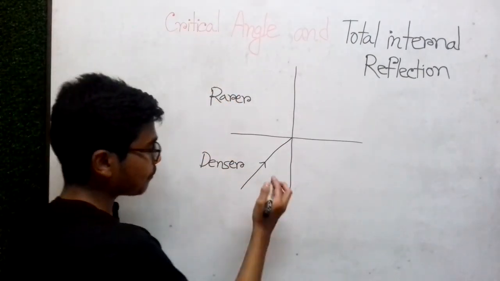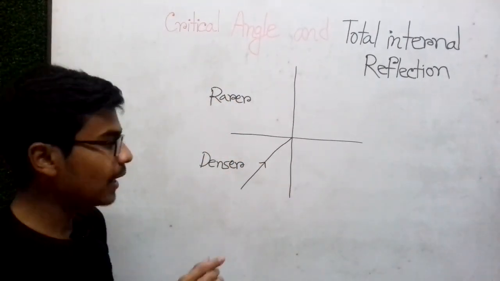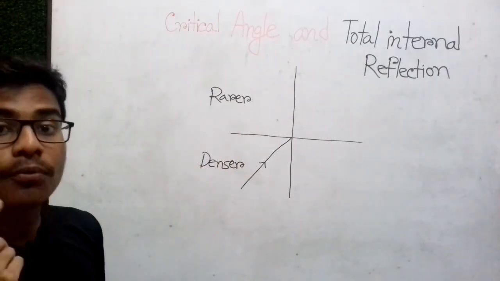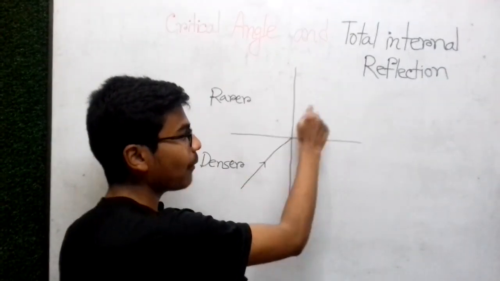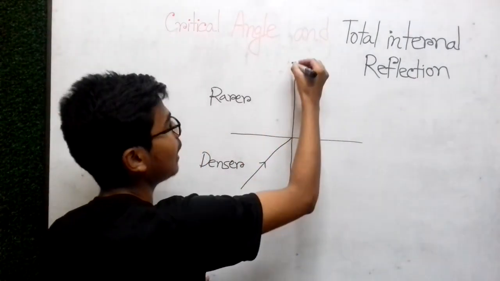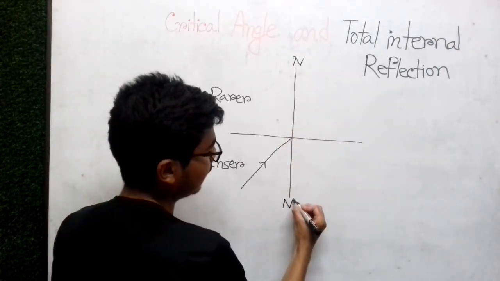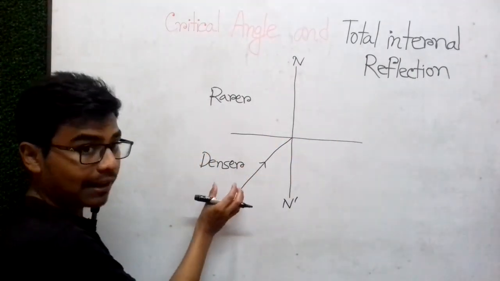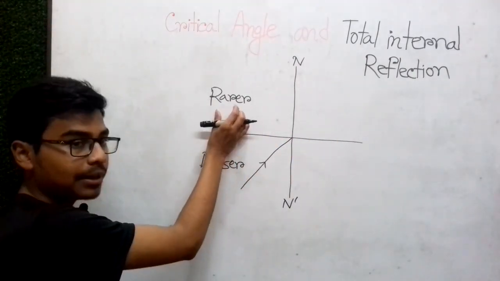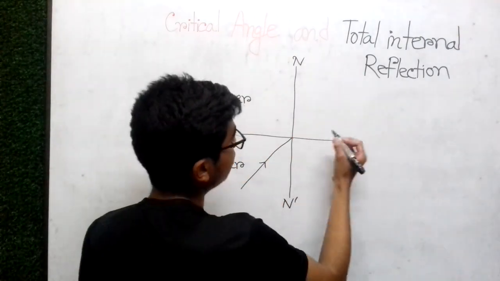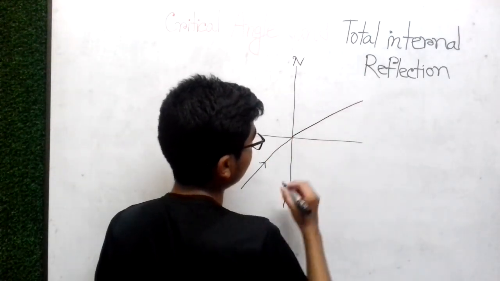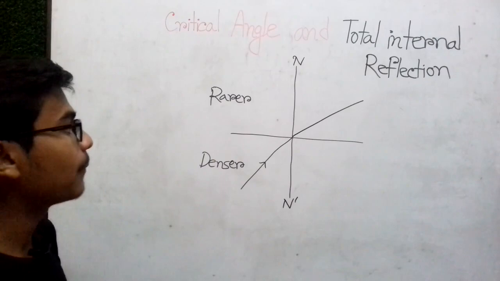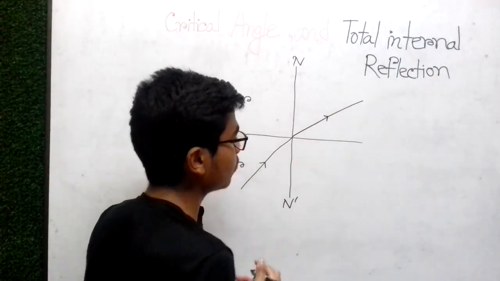When the light ray goes from denser to rarer, the light ray will bend away from the normal. This is the normal, which I am just mentioning as n and n dash. When the light ray moves from denser medium to rarer medium, it bends away from the normal. So that's how it looks.